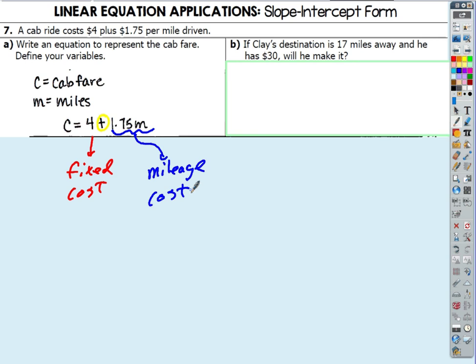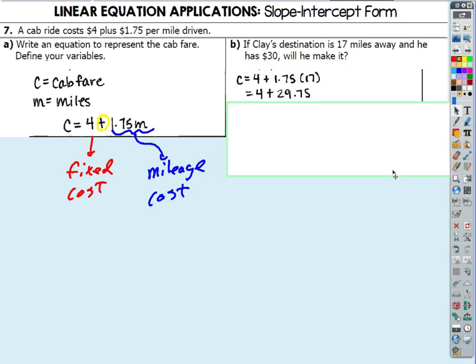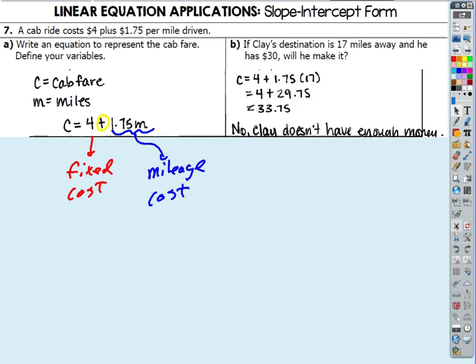So there's our function. Now, if Clay's destination is 17 miles away and he has $30, is he going to make it? How do we know? Plug it in. Okay, so if he's 17 miles away, we could plug in 17 for M and just see what we get, right? If it's a number bigger than $30, then he doesn't have enough money, does he? The fare's too big. So he's kind of out of luck, isn't he? If we plug in 17, we get 1.75 times 17 evidently is 29.75, plus 4 is 33.75, $33.75. He doesn't have enough money for the fare, okay? I guess you should just walk a couple miles.